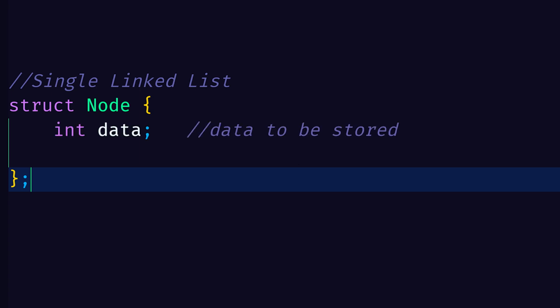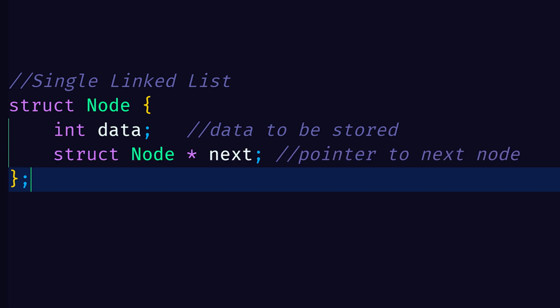In this case, for simplicity, we will be storing integers as our data. Next, I will declare a pointer which will store the next node of our list. That's it. This is how a singly linked list is defined. Yes, I have not initialized it yet, but it will be done in the next sections.